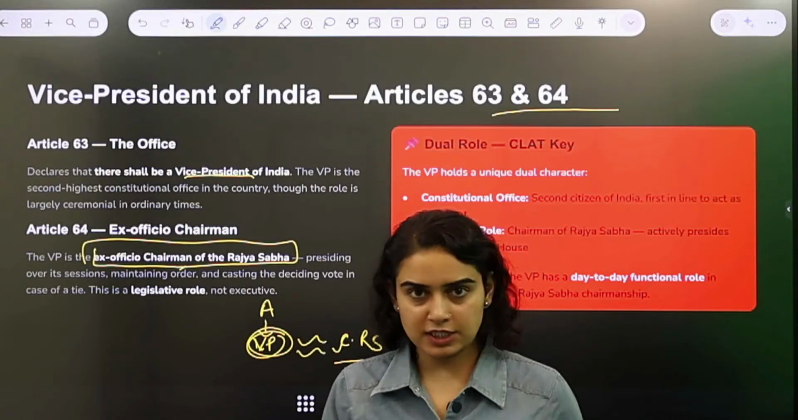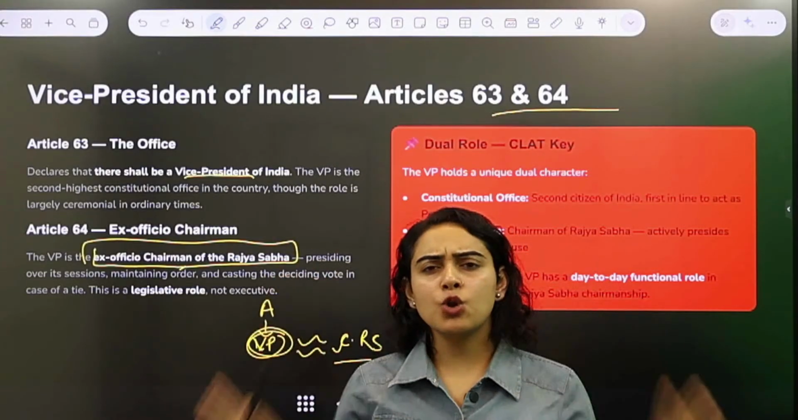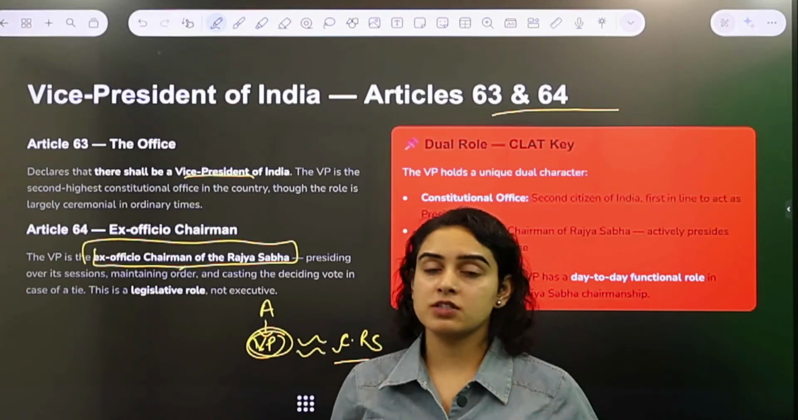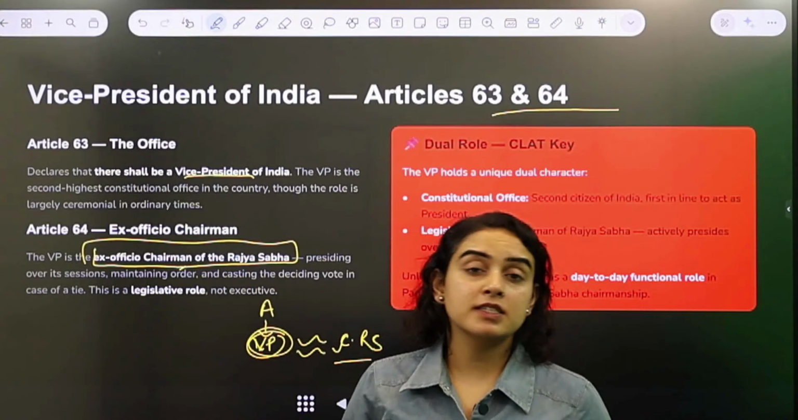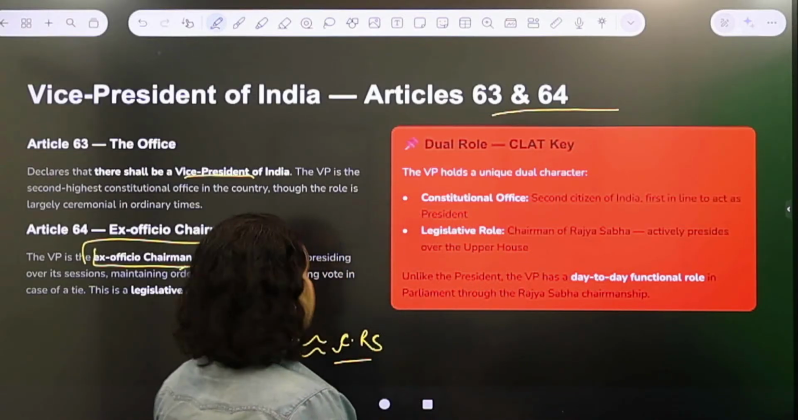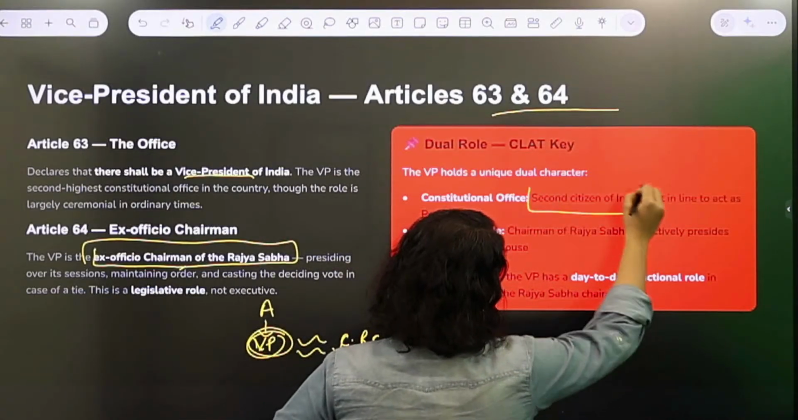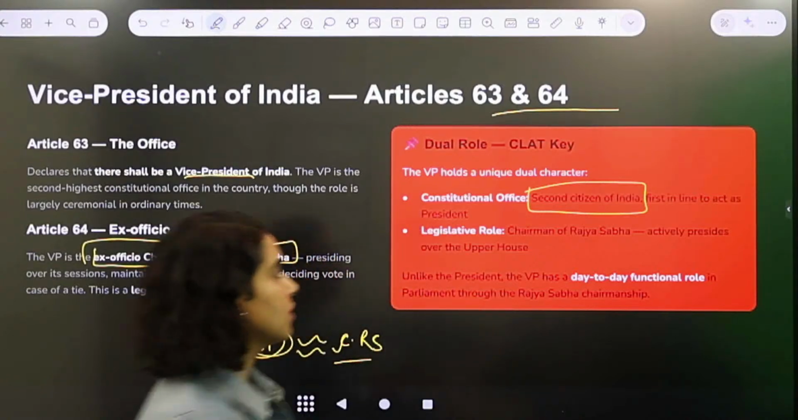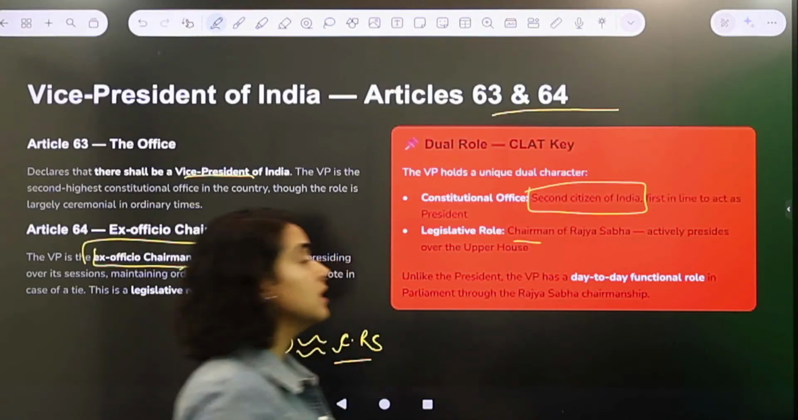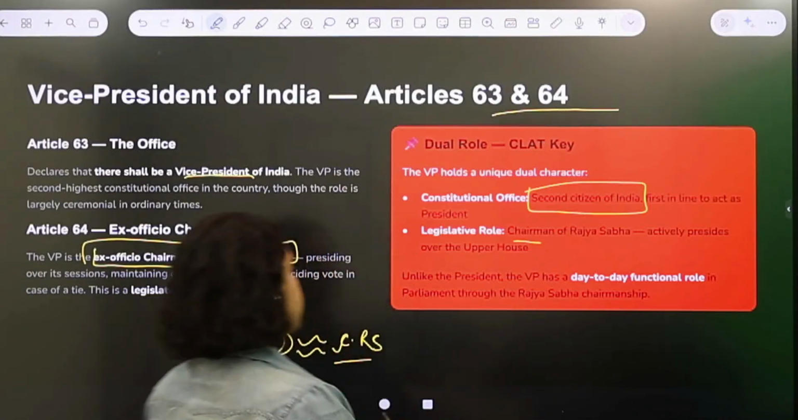It's part of the legislature, and the vice president has absolutely no executive duties to perform, but he is the chairman of Rajya Sabha. That's why the vice president is part of the legislative organ and not the executive. Otherwise, constitutionally, he is the second highest post in India as per the constitution, and he is the chairman. So his role is legislative in nature and not executive.